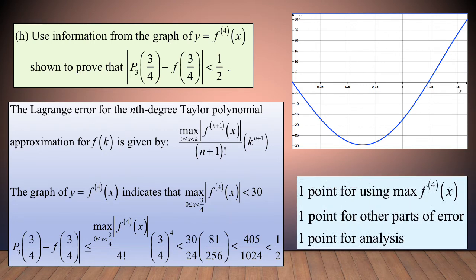In the Lagrange error, there are two parts. First, we use the maximum value of the fourth derivative of x being 30, and we get a point for that. 1 point for the other parts of the Lagrange error, the 4 factorial and 3/4 to the fourth. And then 1 point for the analysis showing that the Lagrange error is less than 1/2.